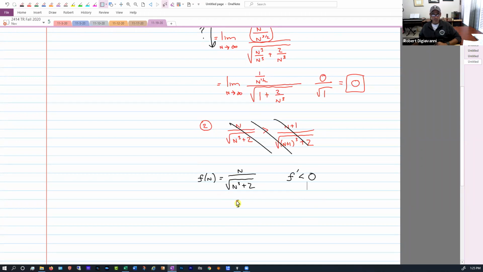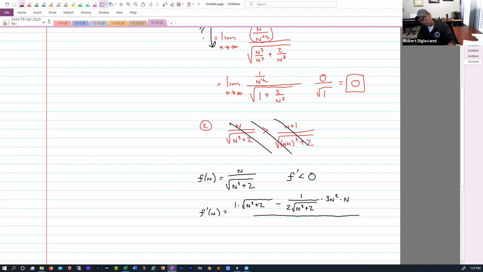So I'm going to take the derivative of this. I'm going to do a little quotient rule here. Derivative of the top times the bottom, minus, okay, derivative of the bottom is going to suck. But the derivative of the square root of something is 1 divided by 2 square roots of that something, times the derivative of what was underneath the square root, which is 3n squared, times the original numerator, and then all of that over the bottom squared. So when I square the bottom, the square root goes away. So there's my quotient rule.